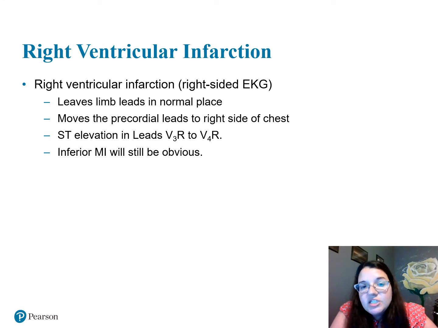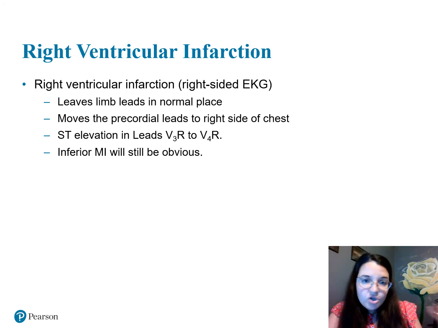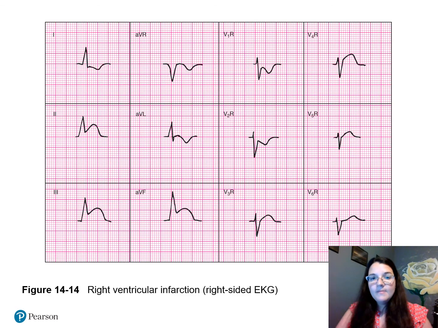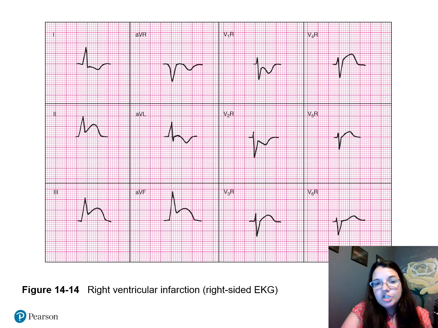The ST elevation in leads V3R to V4R. Inferior MI will be obvious. So notice when we talk about right-sided EKG and we're talking about the leads, if there is an R behind that lead, let's say you're interpreting something and it says your patient has ST elevation in leads V3R to V4R, what wall could there be an infarction? You know it's going to be right side in the inferior wall. Okay? So here's what a right-sided infarction looks like.